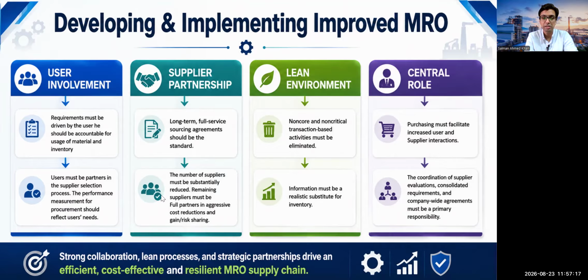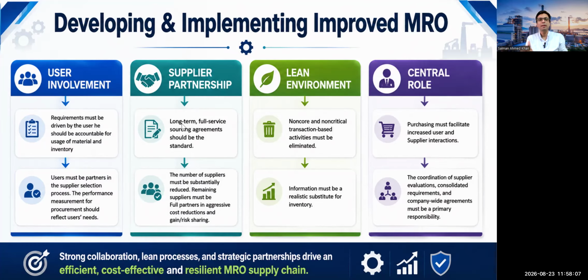There must be supplier partnerships. I mean, you have to go for supplier relationship management, where long-term full service and source agreements should be standard. The number of suppliers must be substantially reduced, and the remaining suppliers must be full partners in aggressive cost reduction and gain risk sharing. While you maintain the inventory, there must be a lean environment. Information must be realistic for inventory planning, and there should be a central role. There must be central purchasing, where the procurement department facilitates increased user supplier interactions, coordination of the suppliers, and consolidated requirements. Company-wide agreements must be a primary responsibility of the procurement department.